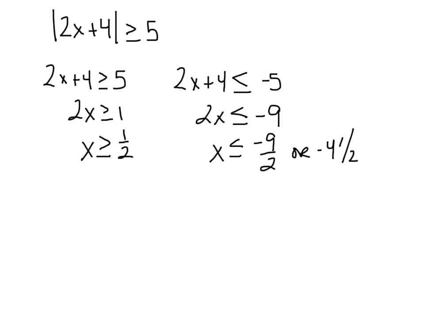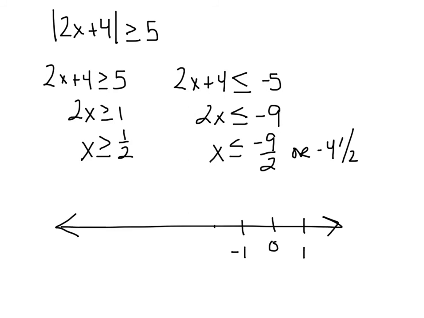Now we have to graph this. Now, if we have, let's say, 0 and 1. Now, you're not going to put a 1/2. 1/2 goes between 0 and 1. So, negative 1, negative 2, negative 3, negative 4, negative 5. Now, since these are greater than or equal to, less than or equal to, we are going to have a closed dot at 1/2. We're going to have a closed dot at negative 4.5.